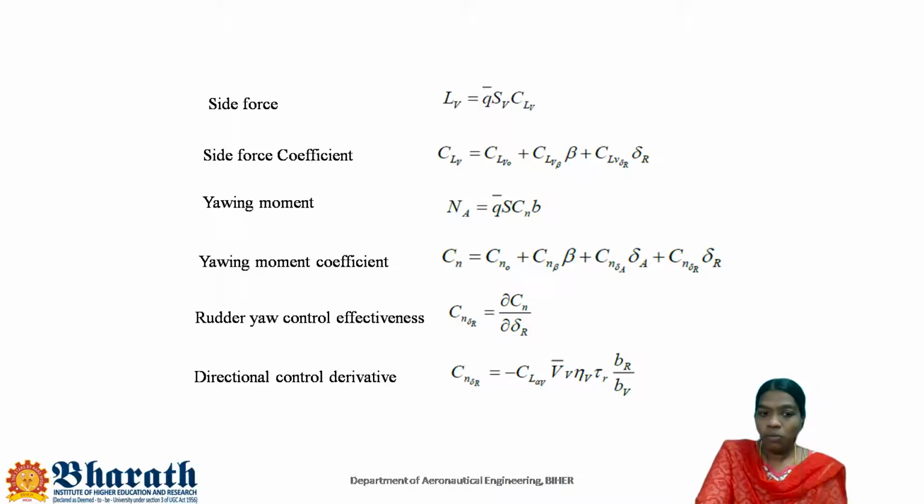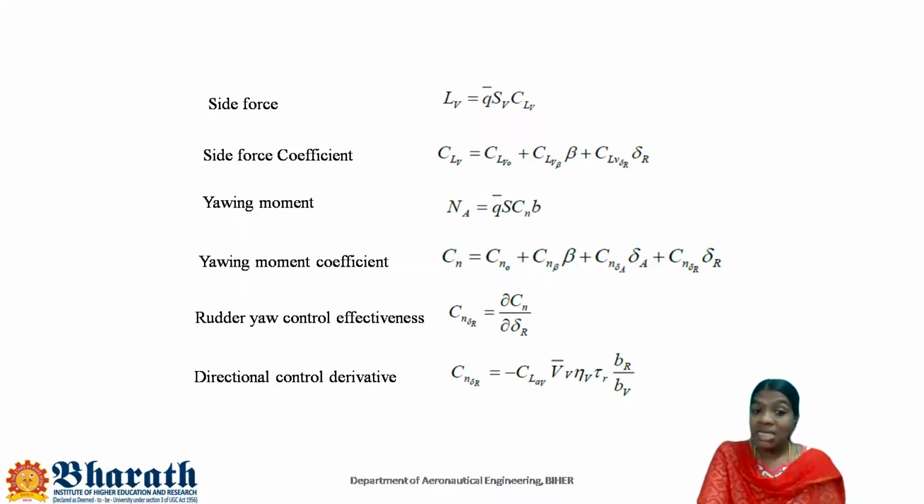And the yawing moment coefficient is linearly modeled as Cn is equal to Cn0 plus Cn beta into beta plus Cn delta A into delta A plus Cn delta R into delta R. So Cn delta R is referred to as the aircraft yawing moment coefficient due to the rudder deflection derivative, and hence it is also called the rudder yaw control power. We can also term that as rudder yaw control effectiveness.